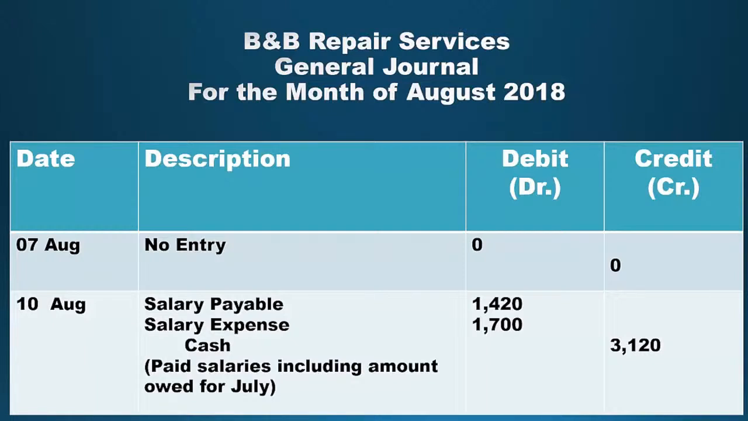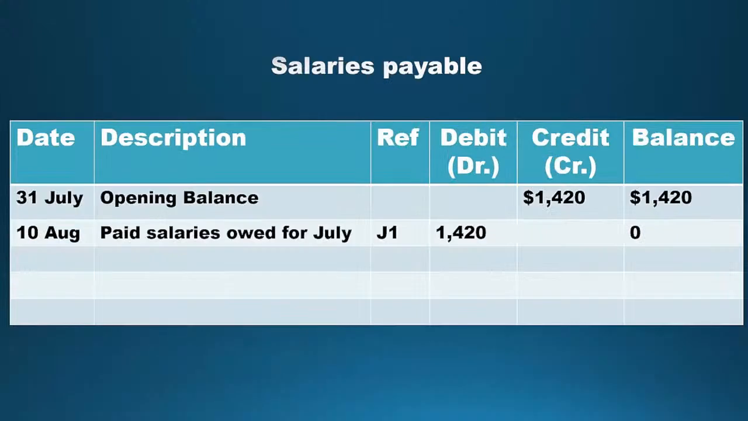Posting to the ledgers: salaries payable ledger. 1. Date. Write the date, August 10. 2. Narrative. Add the narrative, paid salaries owed from July. 3. Reference. Include the journal reference, J1. 4. Amount. Enter $1,420 in the debit column. We debit salaries payable because liabilities decrease when they are paid off.